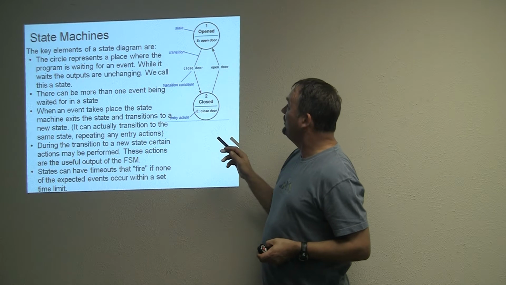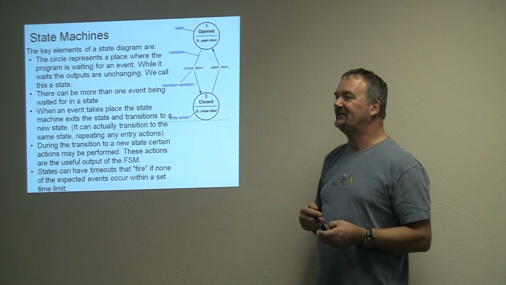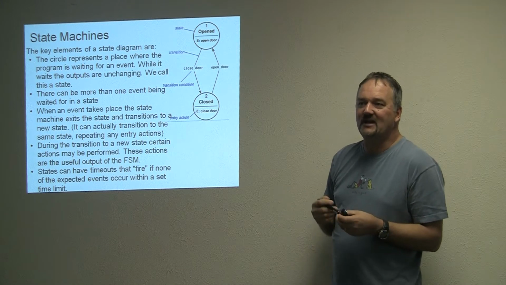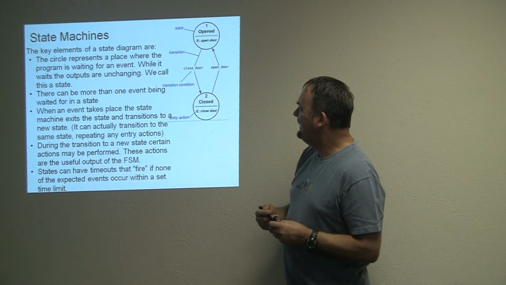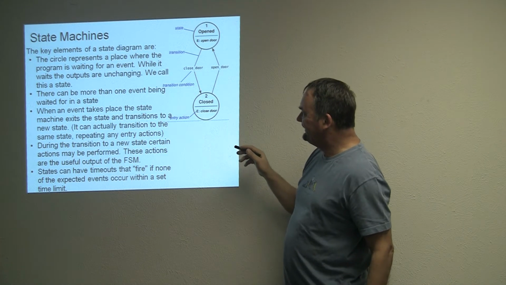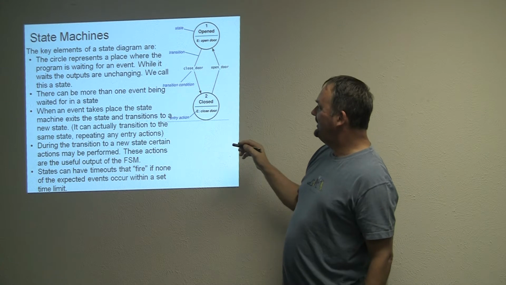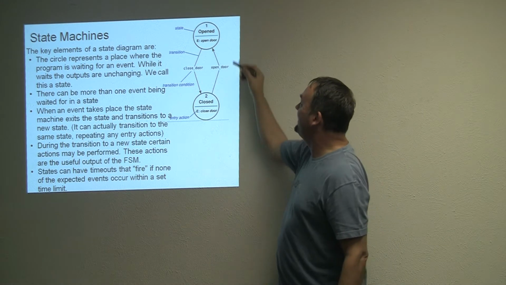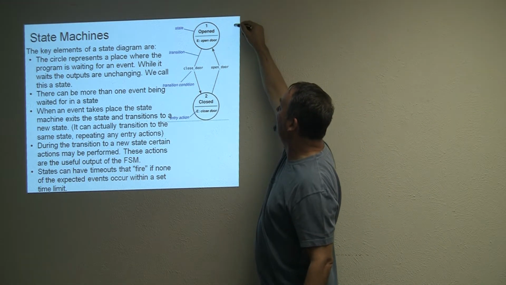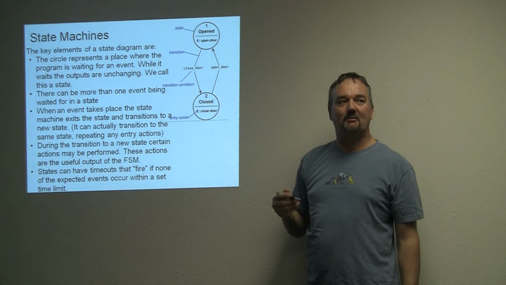You could wait on more than one event in a state, and you can have multiple, scores of states. It gets hard to draw if you get much more than that. When an event takes place, a state machine exits the state and transitions to the new state, or it could transition to the same state. Sometimes you want an event to go back to the same state, perhaps with some output.